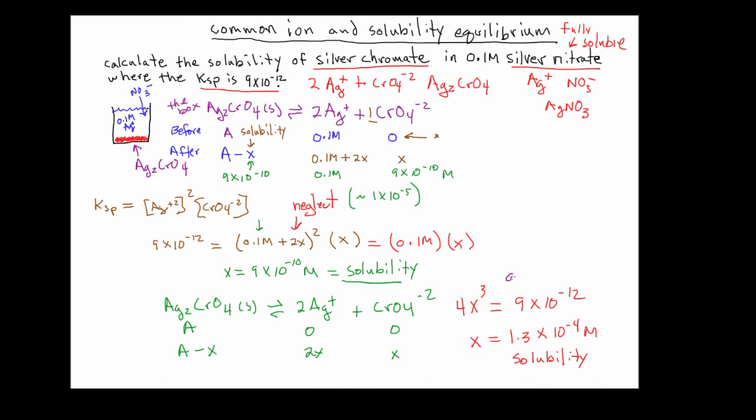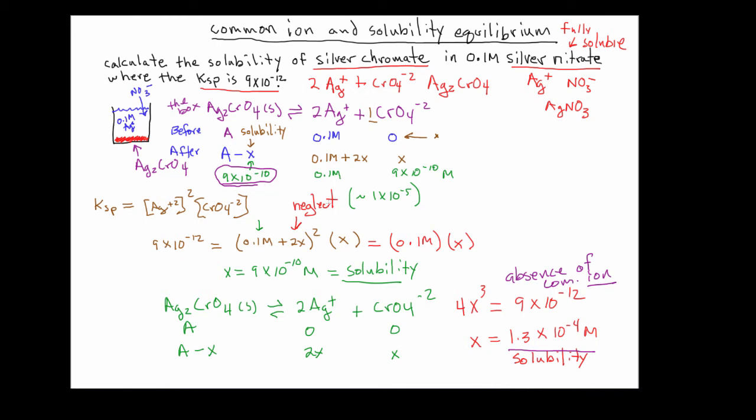This is the solubility of the silver chromate solid in the absence of a common ion. So let me clarify that. I'll put the word in here. So this is absence of common ion. Now, what's the importance of this? Compare this molarity to the one that we just calculated. All right, 9 times 10 to the minus 10th is much smaller than 1.3 times 10 to the minus 4th.